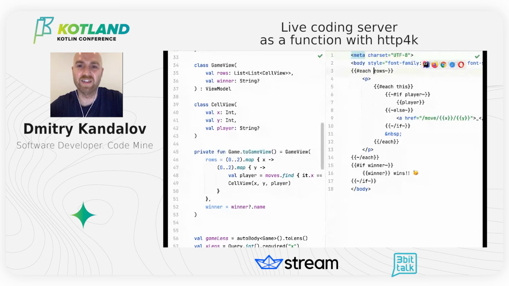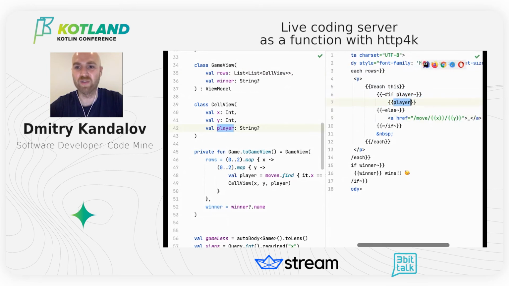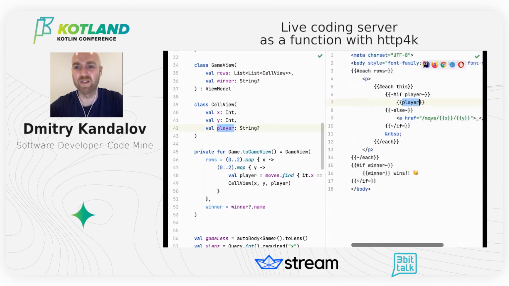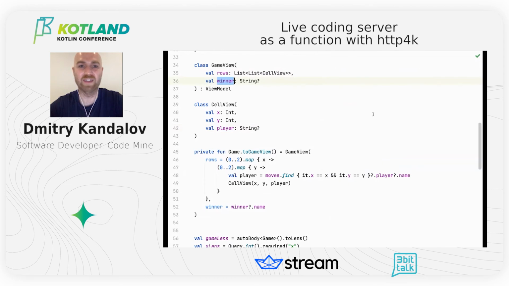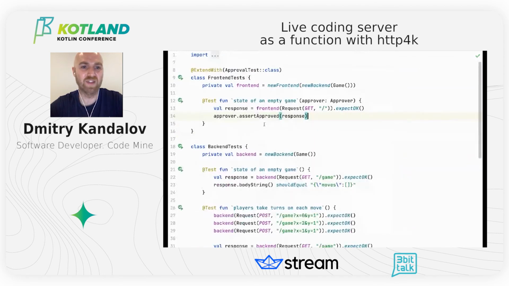So inside the handlebars template, our context will be game view object. So here on line 3, we iterate over rows, which are these rows on the left. Then inside each, we check for player, and that's the player inside the cell view. And if there is a player, we show it. Otherwise, we'll have a link on which you can click. And at the end, outside of the loop, we check for the winner, which is the winner on the game view. So that's the idea. So this should already work.